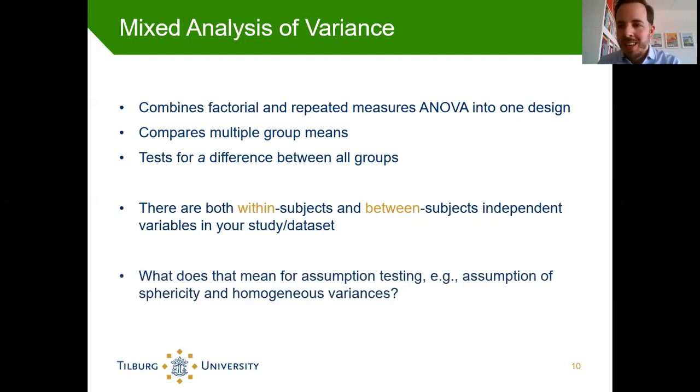So now I hear you think, because of course I've been focusing quite a bit on assumptions, even though they're quite boring. What does that mean for assumption testing? Because for the Factorial ANOVAs, there was one group of assumptions, right? And for the repeated measures ANOVAs, there was this new, different assumption, right? The sphericity assumption.